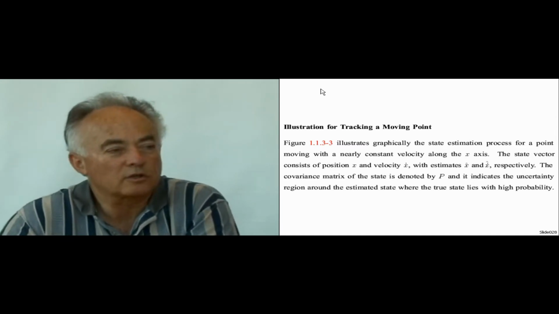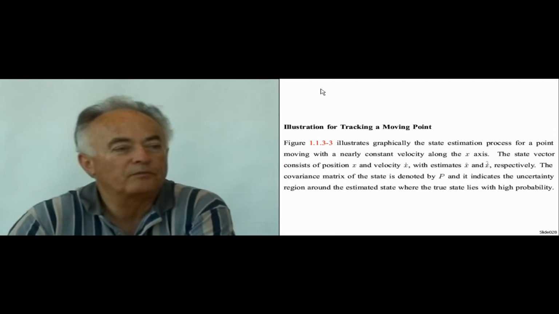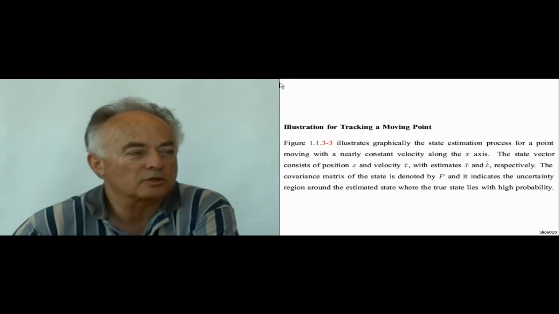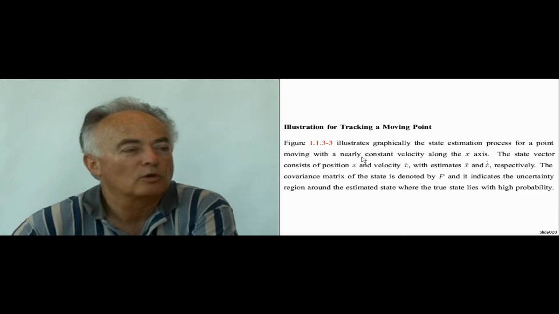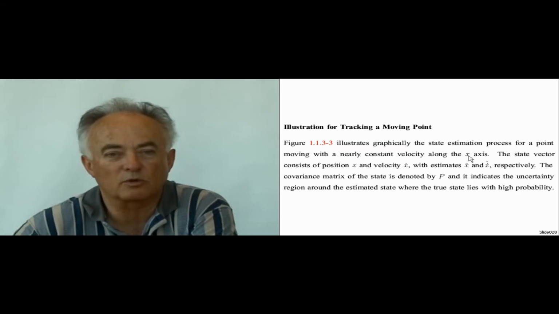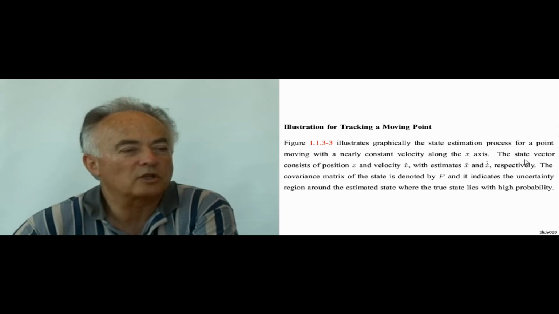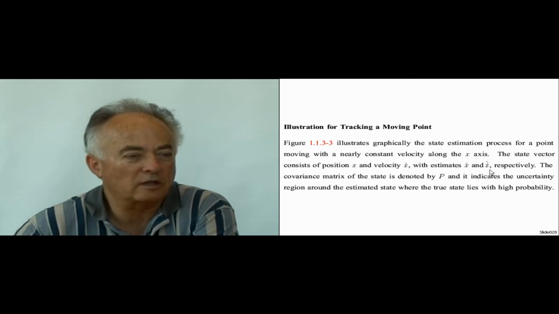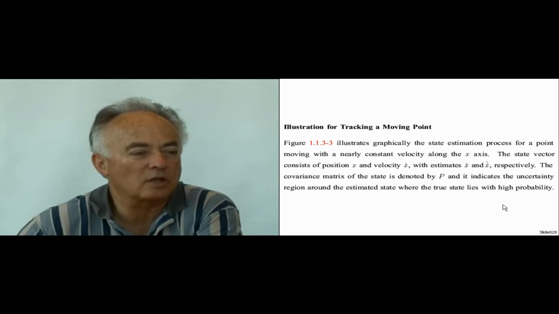We'll illustrate next the tracking of a moving point, namely the estimation process for a point whose motion is nearly constant velocity along the x-axis, that's motion in one dimension only. The state vector for this consists of position and velocity, x and x dot, and they will be estimated by x hat and x dot hat respectively. And we'll have a covariance matrix of the state, x and x dot, a 2 by 2 matrix, which indicates the uncertainty region around the estimated state.